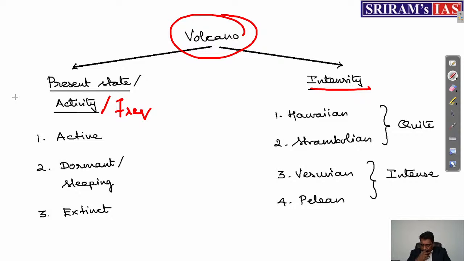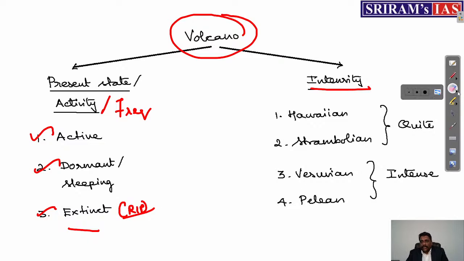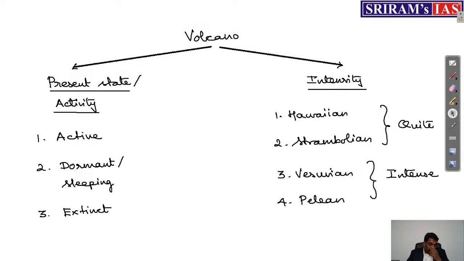Frequency means how frequently it is erupting. If the magma is erupting now, if the vent is open, we call them what? Active volcano. If the vent is temporarily closed and at any time in the near future it can erupt, you call them what? Dormant volcanoes. Today it is sleeping, tomorrow it can awake. Either you call them dormant or sleeping volcano. The third type of volcano, we call them what? Extinct volcano. Over. Rest in peace. No more volcanic activity.